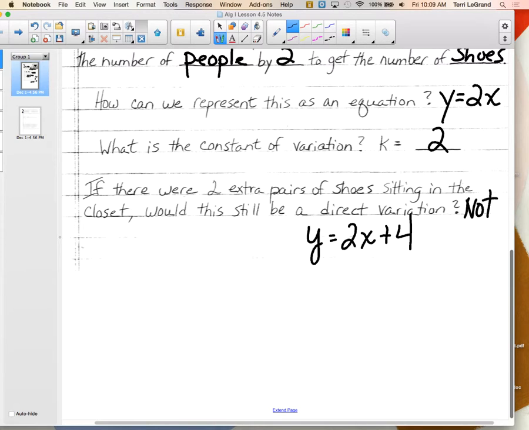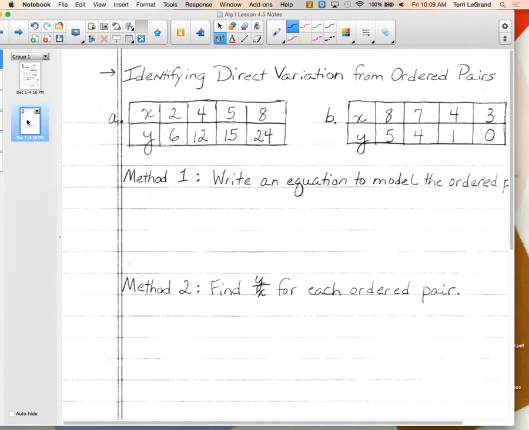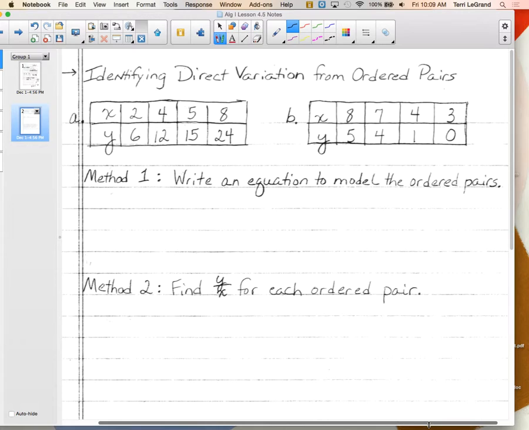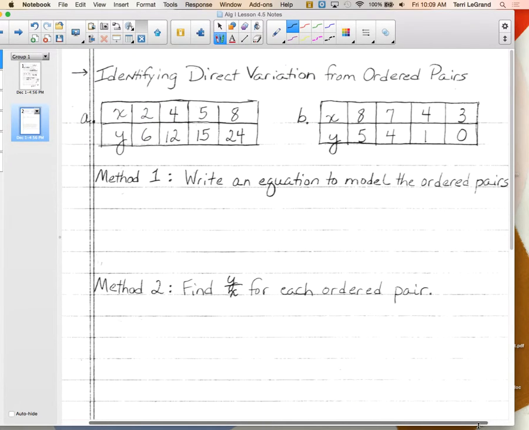Okay, so let's go to the back side. This is what you should have already done some of in your SQ3R, being able to identify direct variation from some ordered pairs. So you don't have a graph, you don't have anybody telling you what the ordered pairs are representing. There are two methods you can use. We're going to practice both of them in your notes, and then you get to pick which method you want to show when you're supporting your answers in your homework.